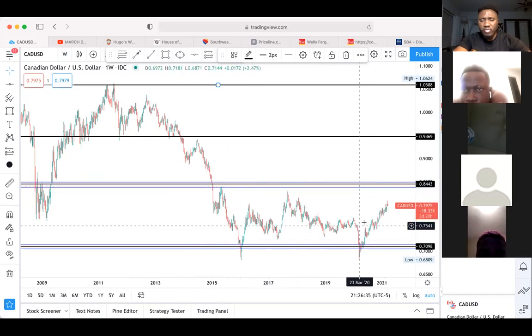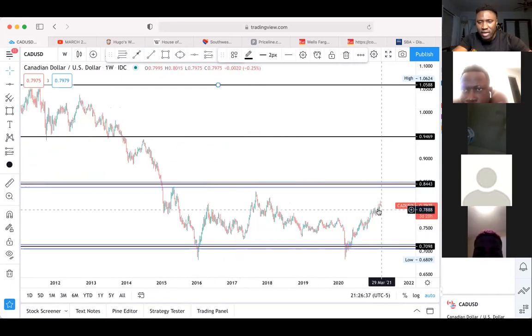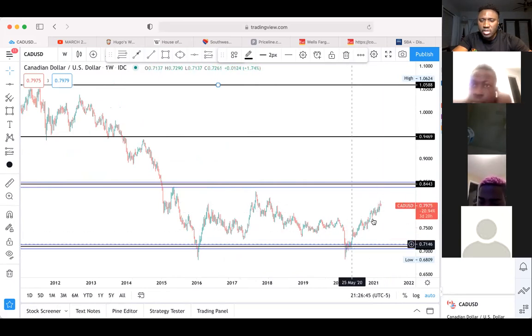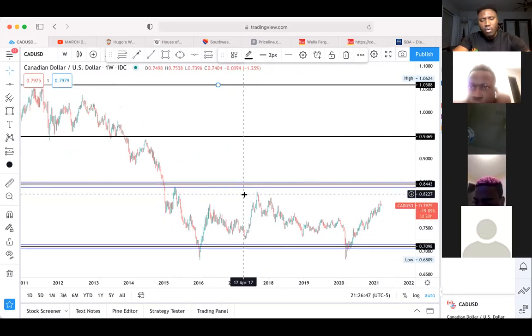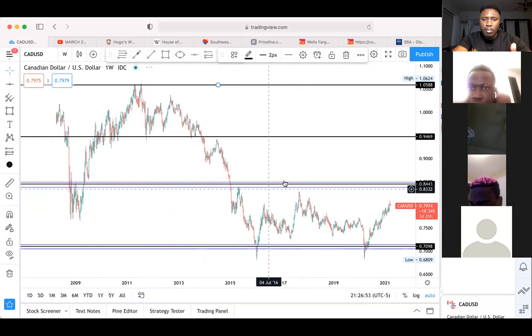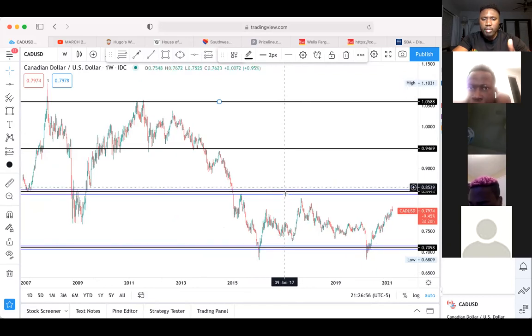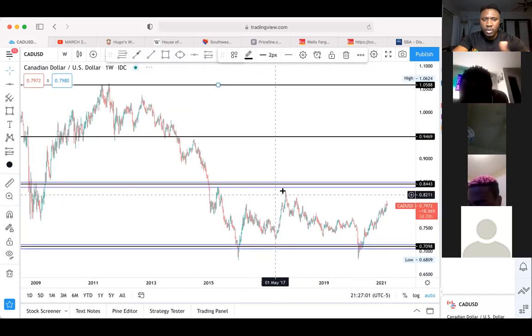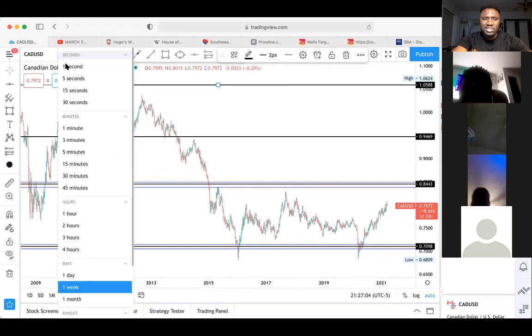Now on my weekly time frame, remember we are here right now. This is where price is right now. And I told you this thing is bullish. So what I'm going to do now is this. I don't really have much to do on the weekly time frame because I have my monthly marked out perfectly well. My monthly support and resistance are properly marked out. So I don't really have to do much here. But I'm going to go to daily time frame.